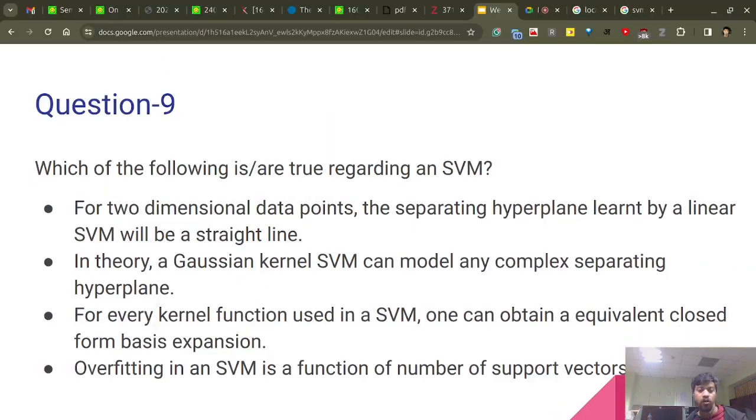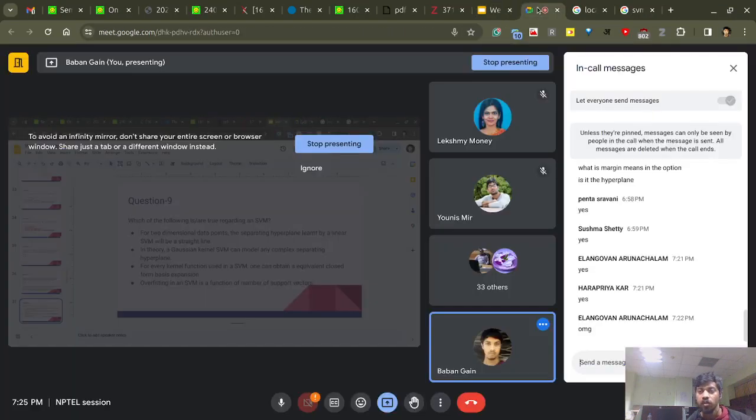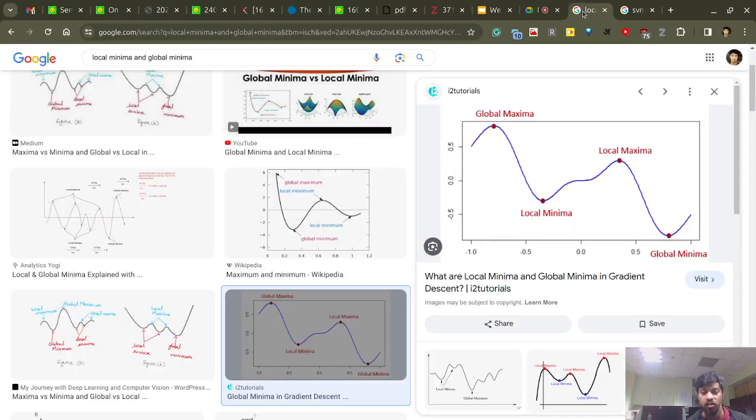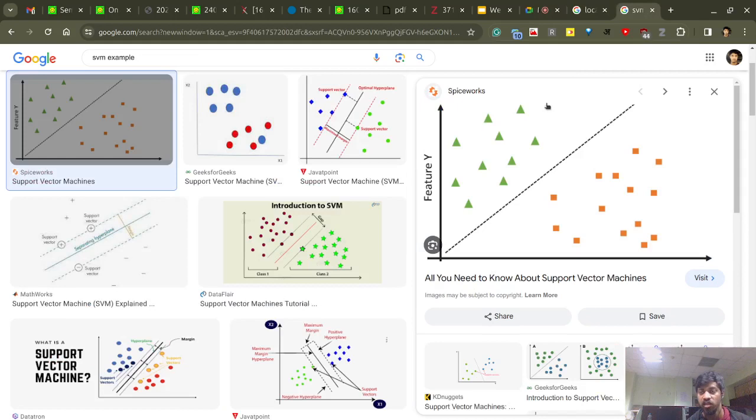Yes, sir. True. Any more? Anyone else want to answer? No. So I think this is very clear. You have seen it in the example. This is 2 dimensions, this is feature x, this is feature y, and when you are trying to separate it, it is a line.